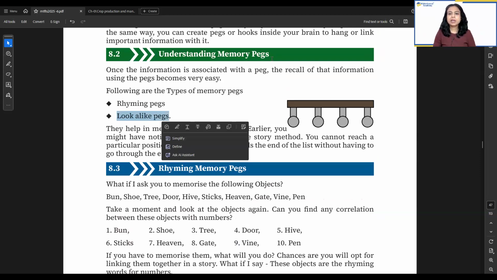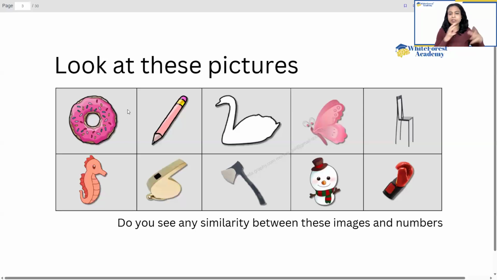Okay, let me show you how do numbers look like objects or how do objects look like numbers. So here is the memory pegs presentation. Have a look to these objects. So there's a donut, pencil, swan, butterfly, chair, seahorse, whistle, axe, snowman, and boxing glove. Now, do you see any similarity between these images and numbers? Pause the video, stay here, look at the objects. If you look closely, you will see that, yes, they look like numbers.